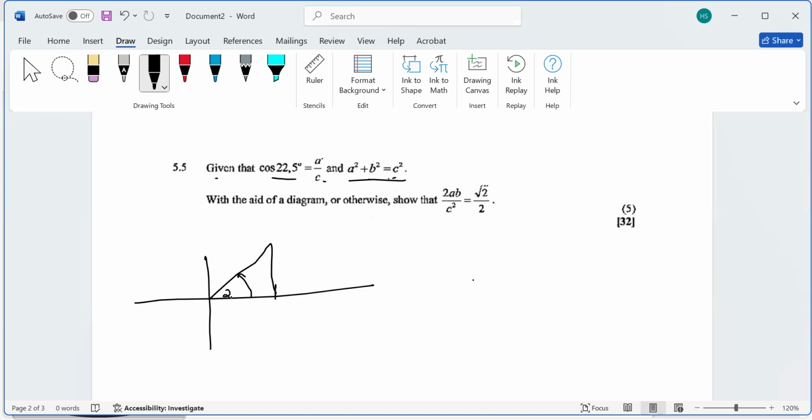They showed us that cos 22,5 is equal to A over C, and you know that cos is adjacent over hypotenuse. So the x is going to be A, and the hypotenuse is going to be C, automatically making our y B, because A squared plus B squared is equal to C squared. So C squared is equal to A squared plus, let's call it Y for now.